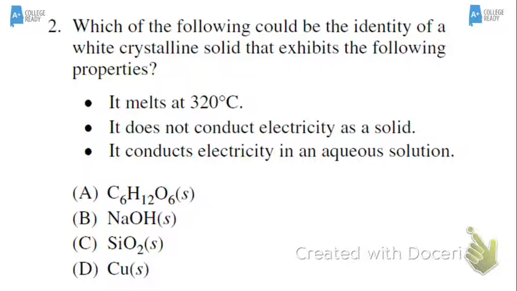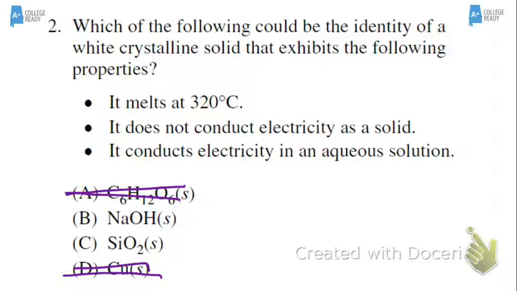Alright, so we're trying to find which of the following are the identity of a white crystalline solid. So immediately from this, I would eliminate copper, because I would hope you would know that copper is not white. So since copper is not white, it cannot possibly be copper. It has a relatively high melting point and it does not conduct electricity as a solid, but it does in aqueous solutions. A would be the next one that I would eliminate because that is a covalently bound compound.